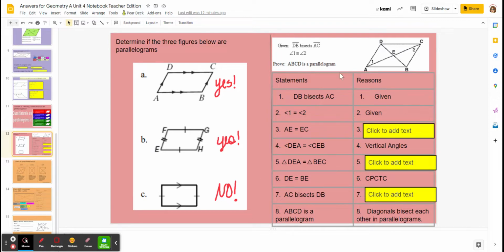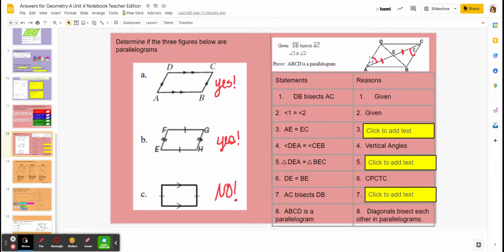All right. So we're trying to prove here that a figure is a parallelogram. And again, we are given some information. We are given that DB bisects AC. So that tells me this segment is congruent to this segment, and angle 1 is congruent to angle 2. Notice those are my first two reasons. I said that it bisected it, and the second one, that it was given.